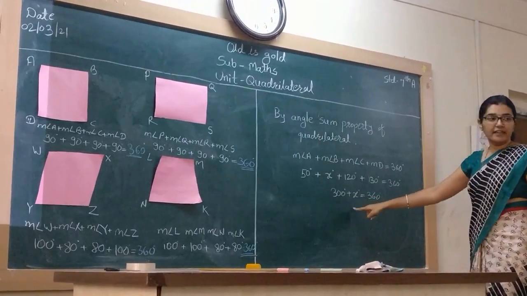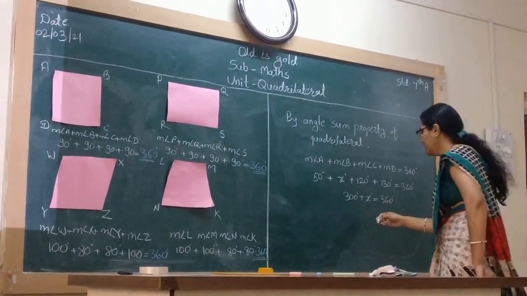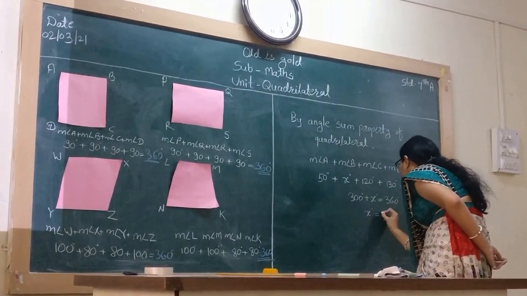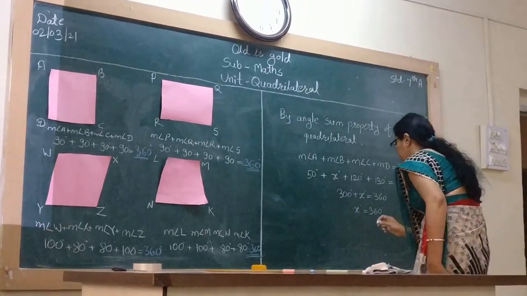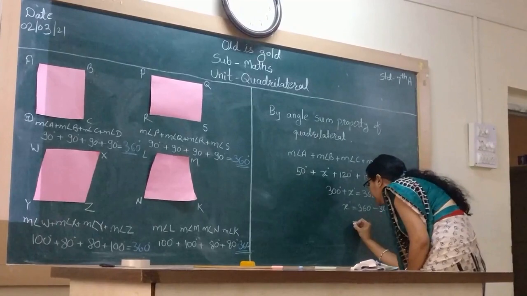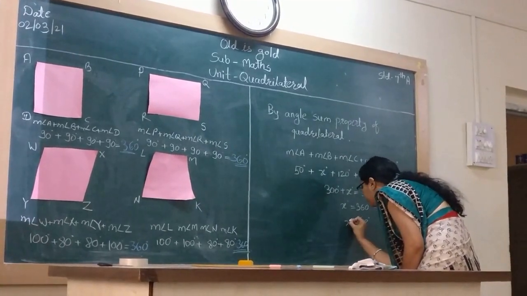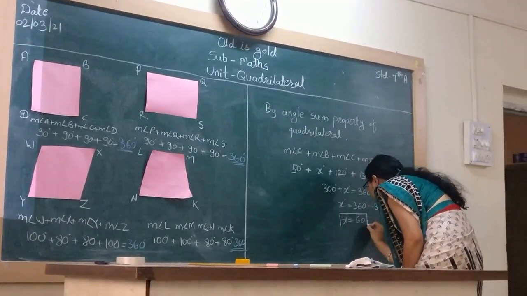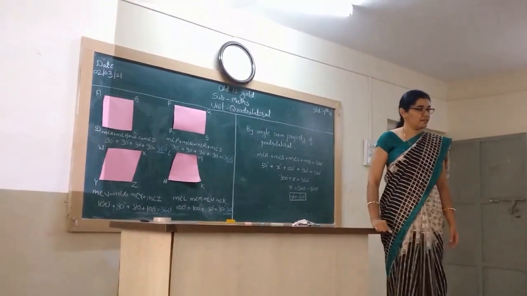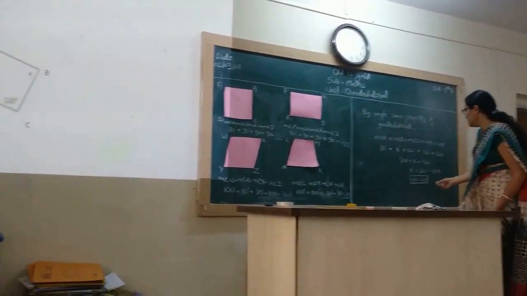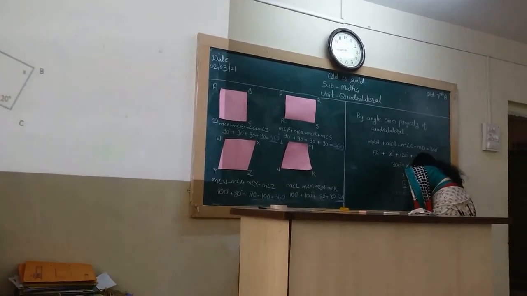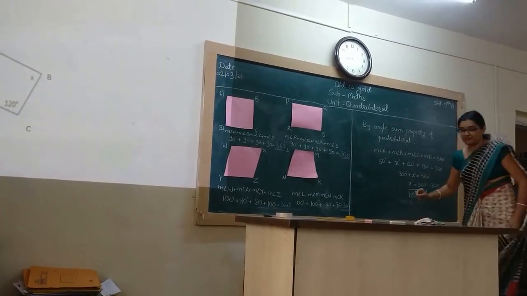Then to calculate this measure of angle B, we have to do the subtraction. 360 minus 300, then we will get the answer 60 degree. So what will be the measure of angle B? 60 degree. Yes, that is the 60 degree. Measure of angle B is equal to 60 degree.